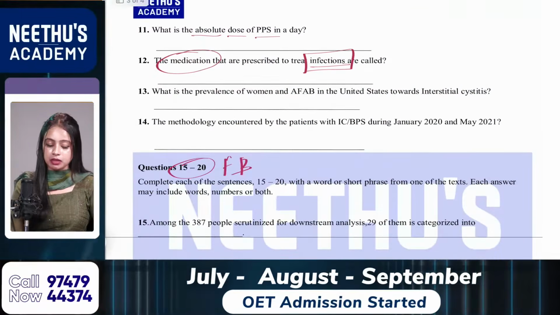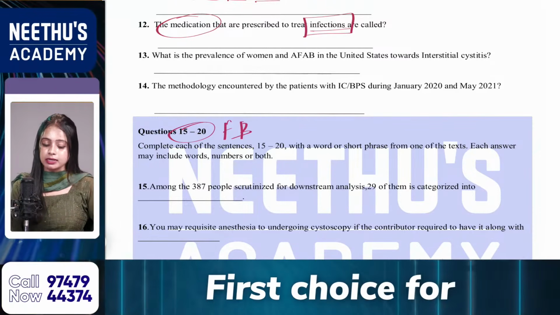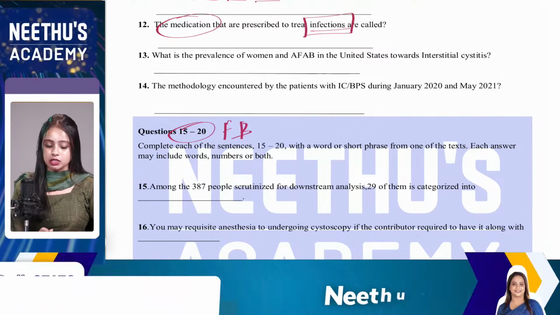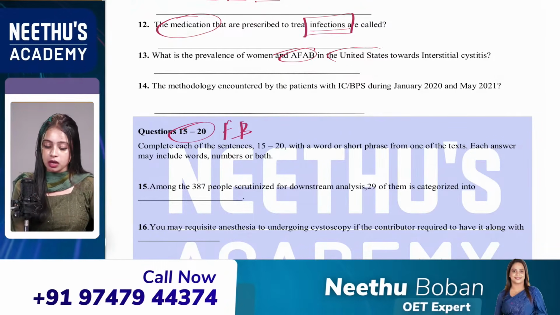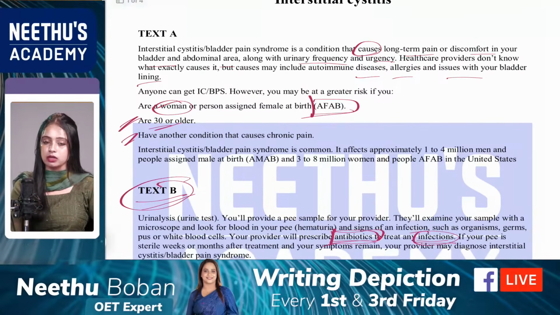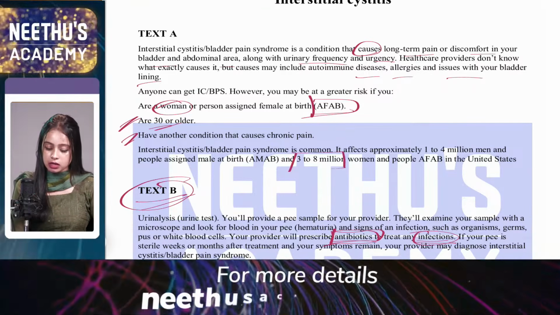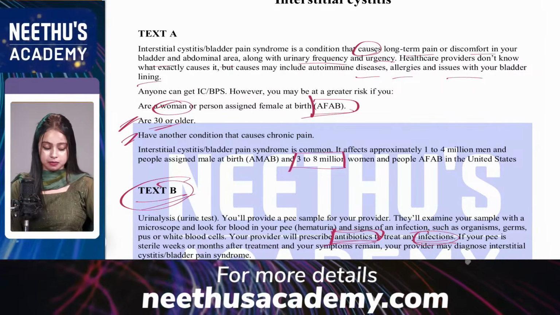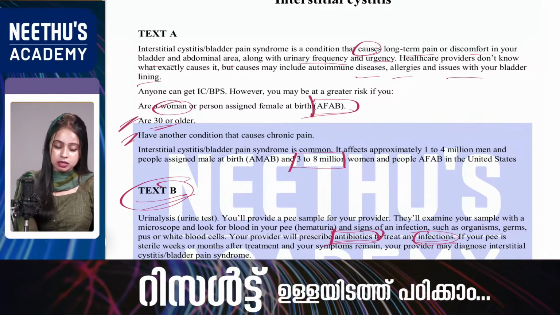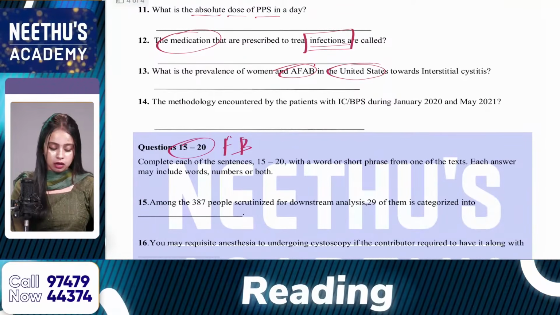So the next one, 13th. What is the prevalence of women and AFAB in the United States towards interstitial cystitis? My keywords are AFAB as well as United States. So where have they mentioned the prevalence? That is from text A. And what is the prevalence here? It is 3 to 8 million. So the answer should be 3 to 8 million.